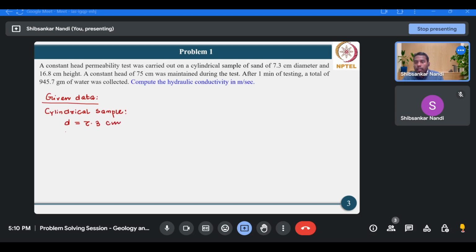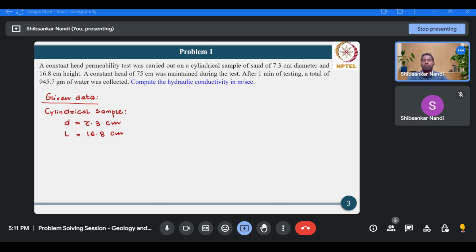Then the height, if we denote it as L, is given as 16.8 centimeter. Next, a constant head of 75 centimeter was maintained during the test. That's why this test is termed or known as constant head permeability test.